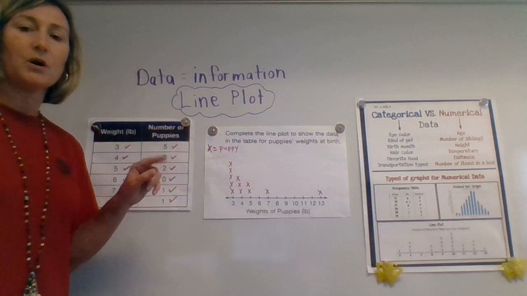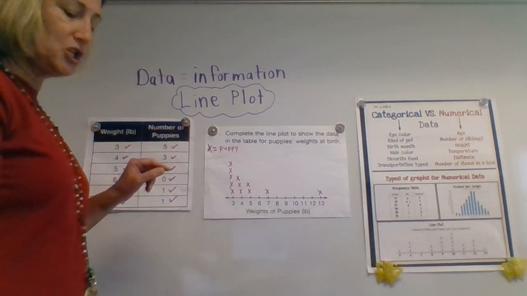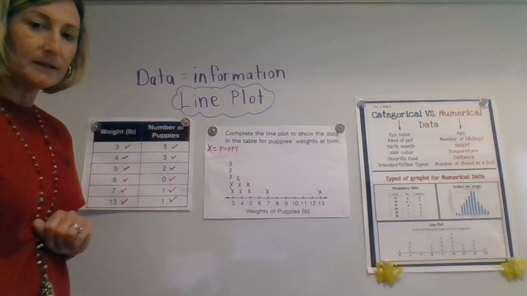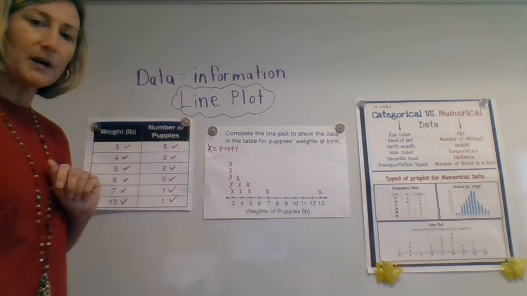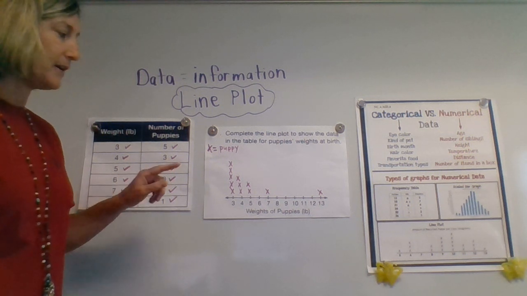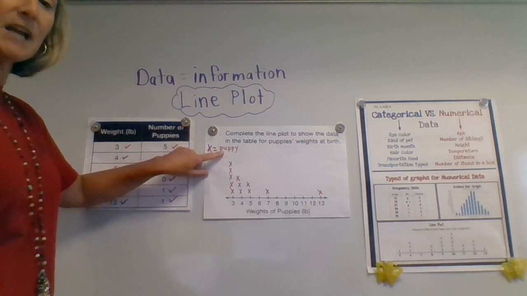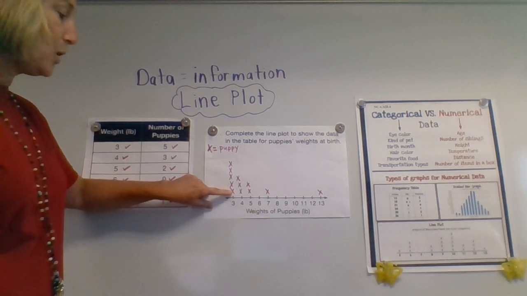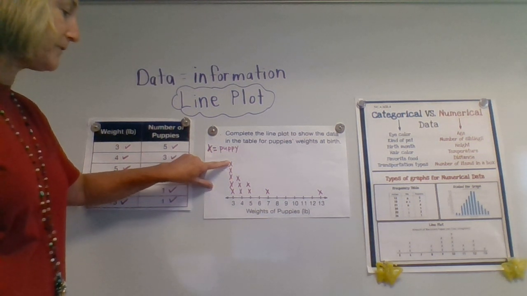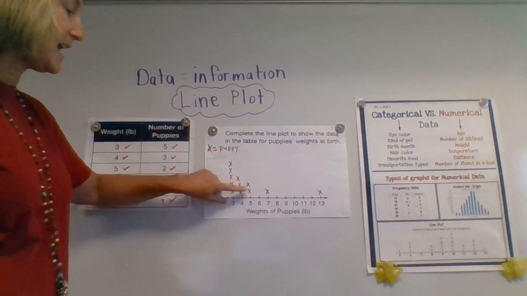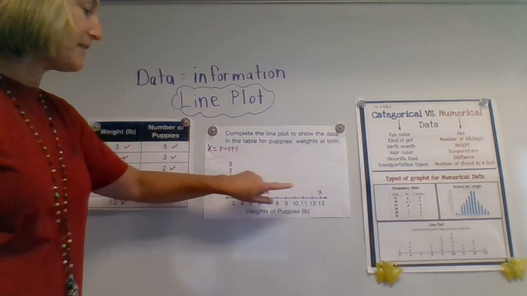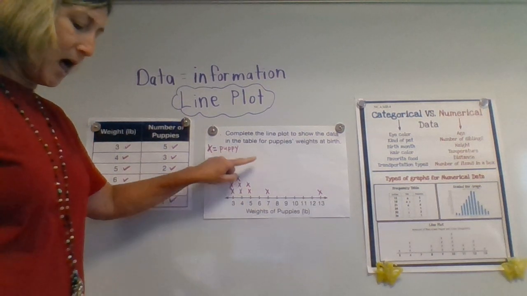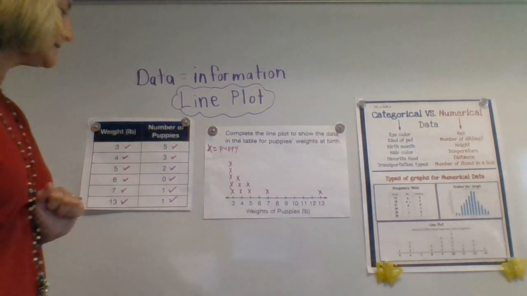Let's look at one more question. What is the total number of puppies that they surveyed? We know we're asked about puppies, so we're going to look at X's. So let's count them. 1, 2, 3, 4, 5, 6, 7, 8, 9, 10, 11, 12. Okay, so there were 12 puppies that they looked at.